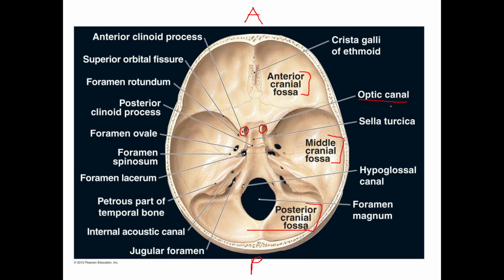Now, normally when you think of the term optic, you're thinking of eyes. And the optic canal is actually what is going to allow for our vision to occur. The optic canal is going to allow the nerve that controls our vision, the optic nerve, to travel into the orbit of the eye where your eyeballs typically are. So that's going to be our optic canal.